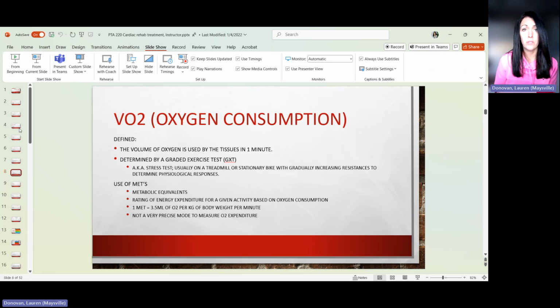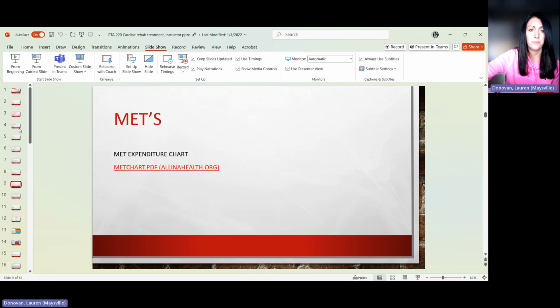With a treadmill, there are different protocols, like the Bruce protocol. There's also a stationary bike. There are different ones you can utilize to grade the exercise tests. It can also be used with METs, which is metabolic equivalence. This is the rating of energy expenditure for a given activity based on oxygen consumption. So 1 MET, which I do need you to know, equals 3.5 milliliters of oxygen per kilogram of body weight per minute. It's not a very precise mode to measure oxygen expenditure, but it is definitely used, and you're going to see it with cardiac rehab.